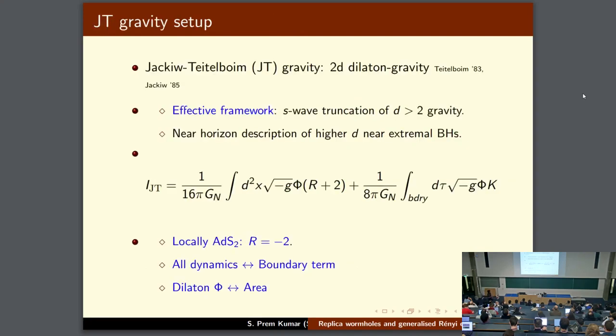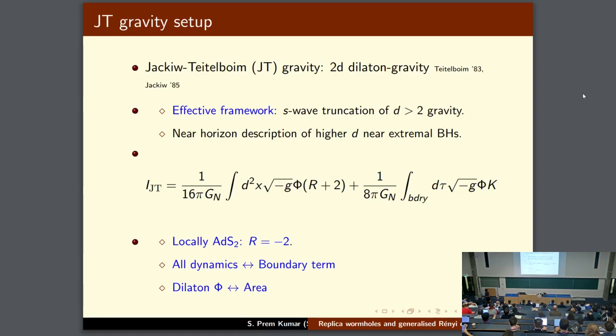Okay, so the setup in which you can do these calculations, or one of the setups, is in the context of JT gravity, two-dimensional dilaton gravity. This is an effective framework. As is well known, you can view JT gravity as an S-wave truncation of a higher dimensional gravity theory, or you can view it as the near horizon limit of a higher dimensional near extremal black hole. And this is the classical action for JT gravity, so that's the Einstein term multiplied by the dilaton, with a cosmological constant, and there's a boundary term.